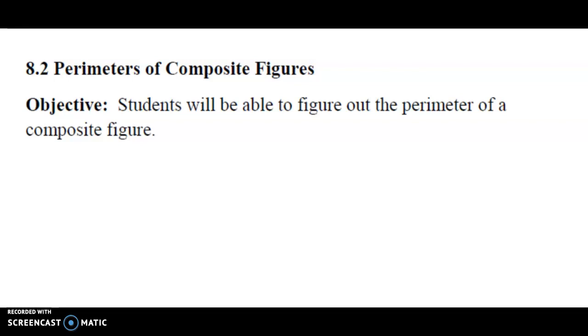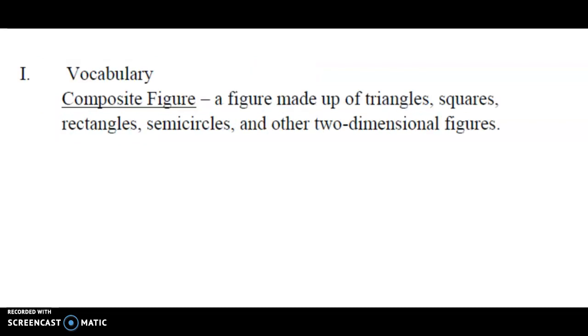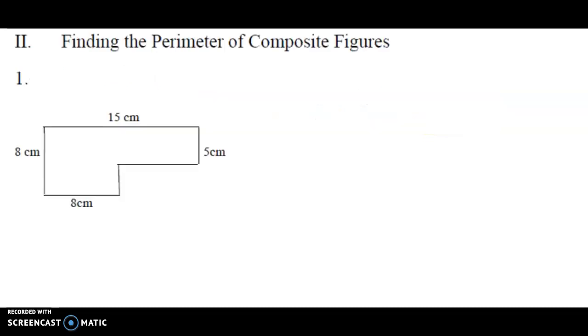Today we are going to do 8.2 perimeters of composite figures. A composite figure is a figure that's made up of familiar shapes or shapes that we already know. So they're going to be made up of triangles, squares, rectangles, semicircles, and any other two-dimensional figure which we are familiar with. So we're going to be finding the perimeter of these figures.